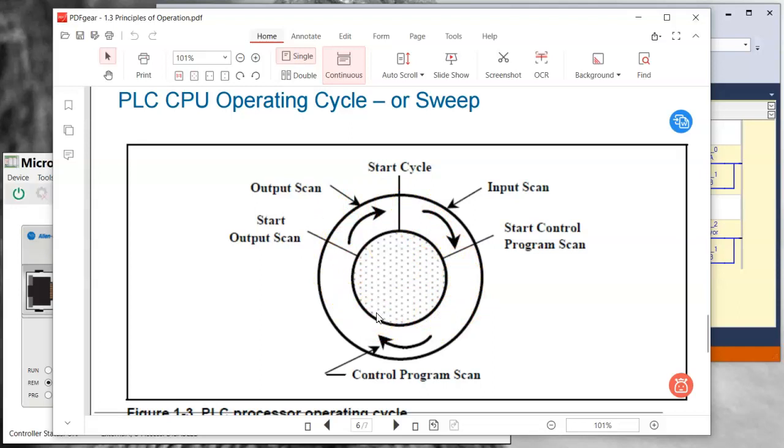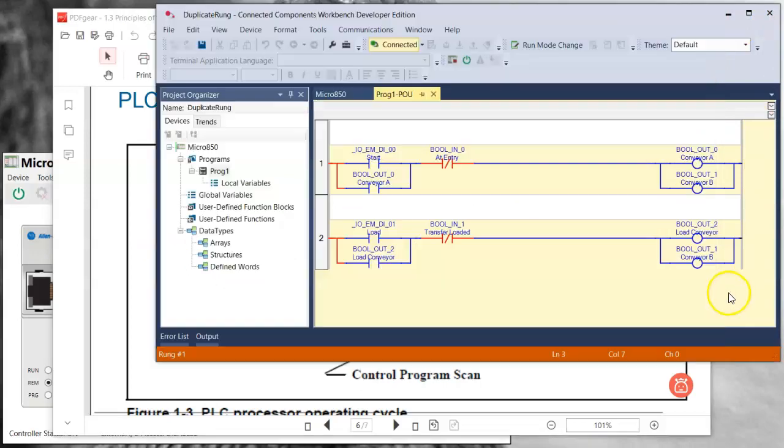A cycle is on the order of just a few milliseconds, depending on the size of the program. So this sweep is happening multiple times a second, so fast that we can't really discern what's happening. We can't really see it in the logic playing out. So what that means back on our program is that once we come to the solving of the logic, what really happens in the controller is we start with rung 1 and we go top to bottom, left to right.